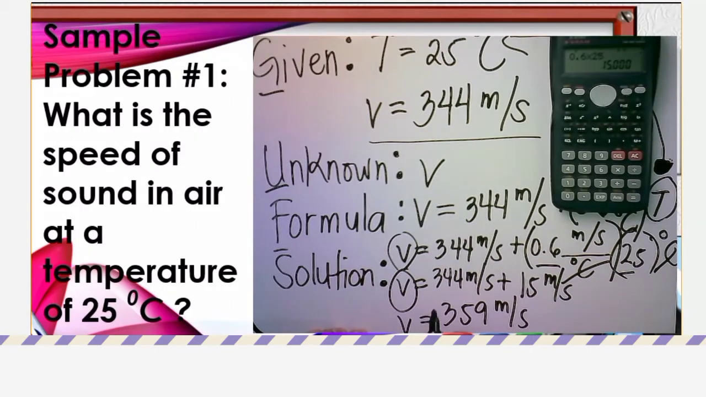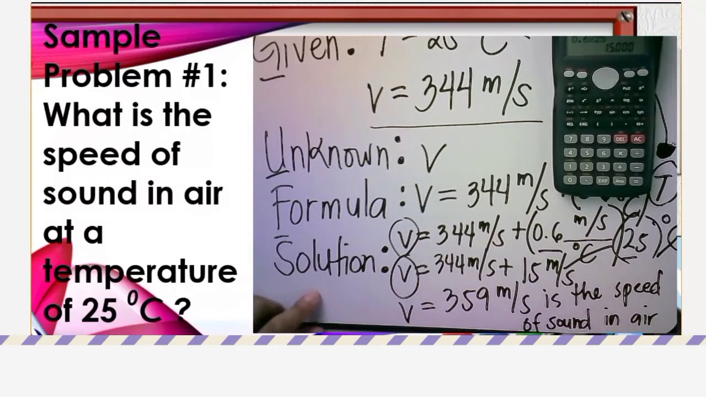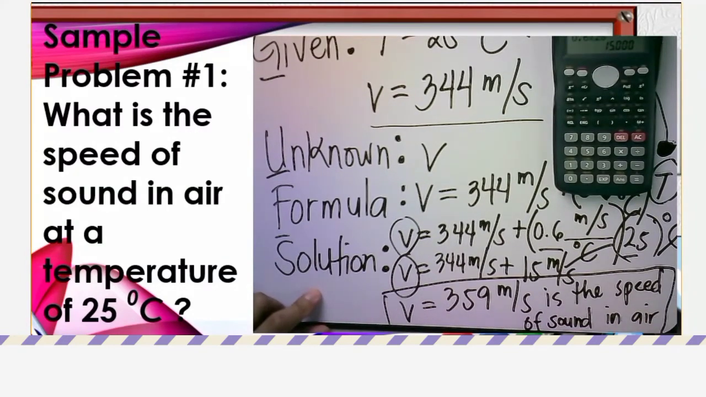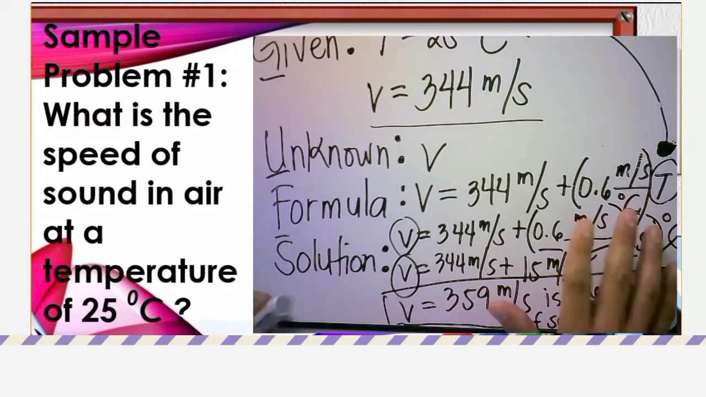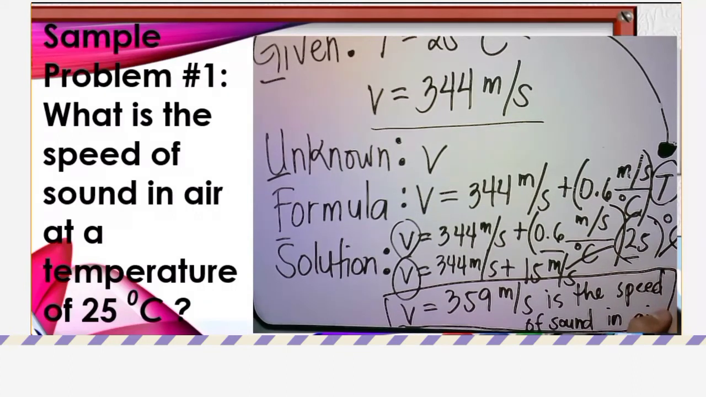Speed of sound is equal to 359 meters per second is the speed of sound in air. And then, you need to box the final answer. Okay? As easy as this. So, do not forget, class, this computation.